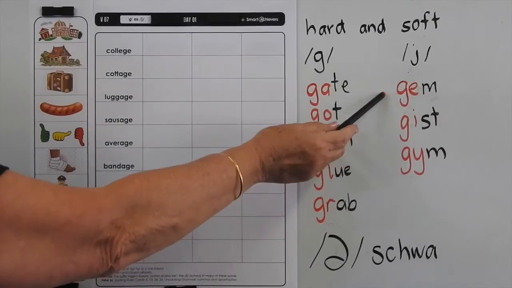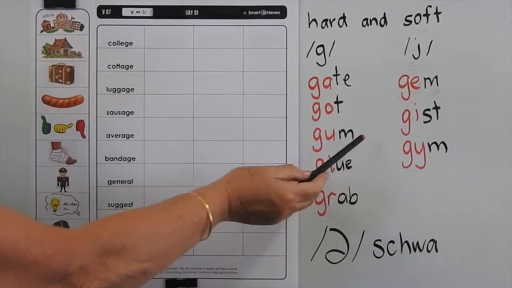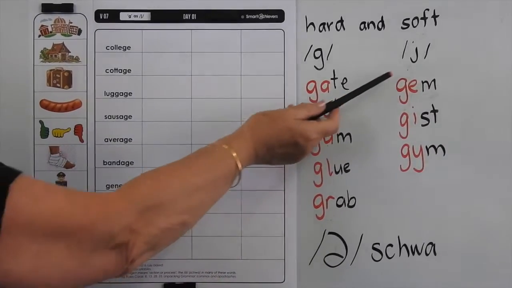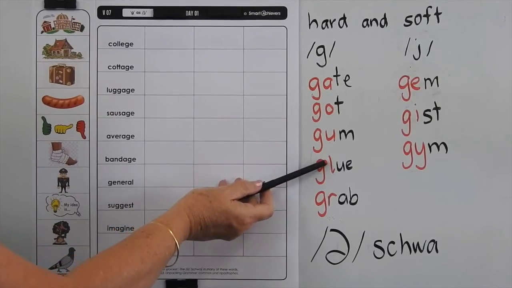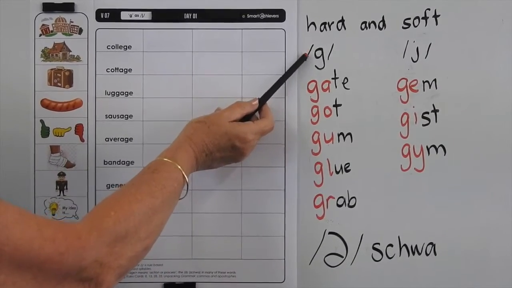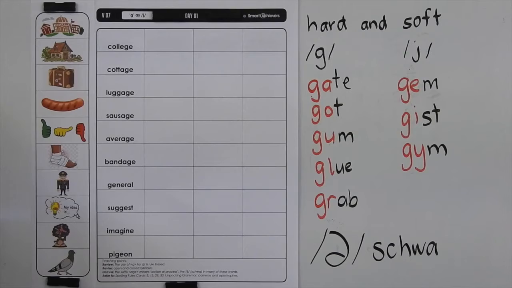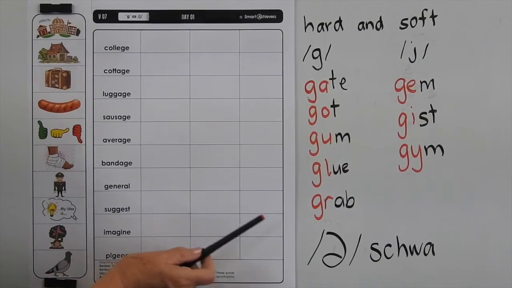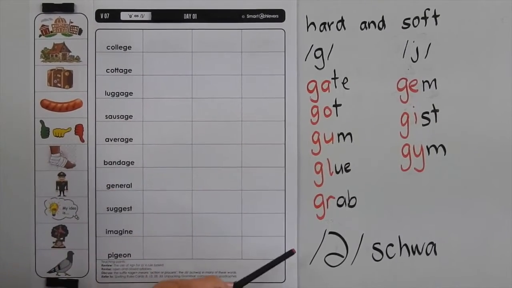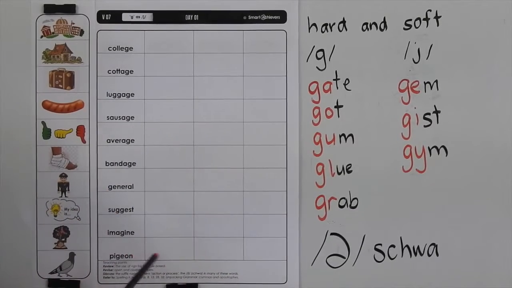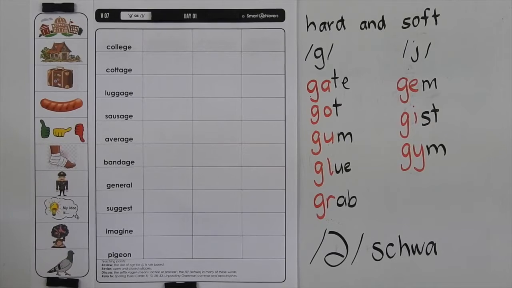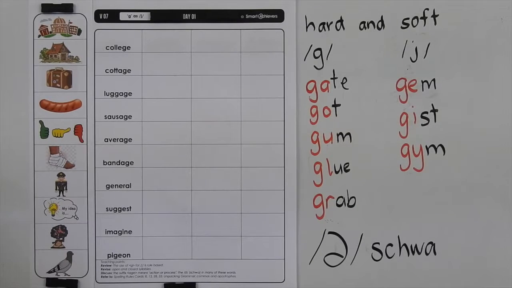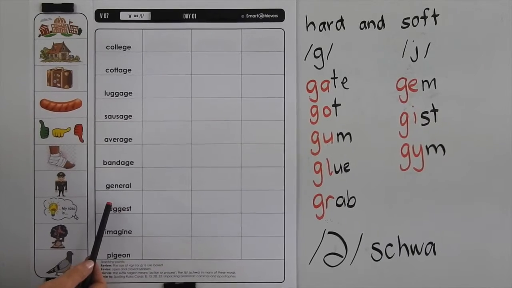So whenever you see a G followed by an E, I or Y, most commonly it's going to be making its soft sound J. If it's followed by an A, O, U, L, R, you know it's making its hard sound G. And so you write the G for those. Now do be aware that the schwa sound is in quite a few of these words today. The schwa sound is just a grunt sound where we don't pronounce all parts of the word correctly and we just shorten it to a bit of a grunt sound, like suggest.